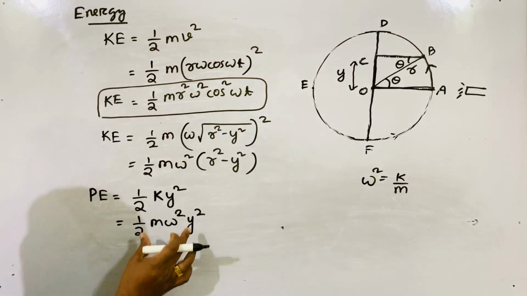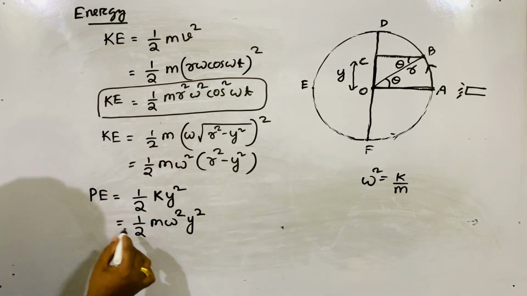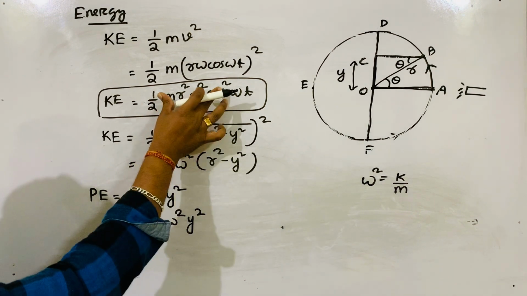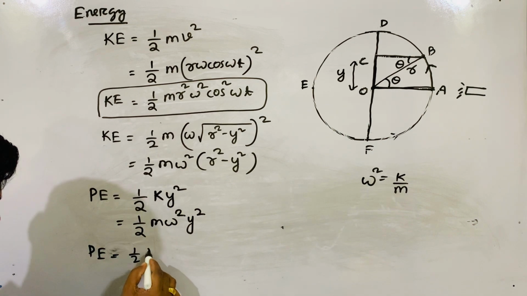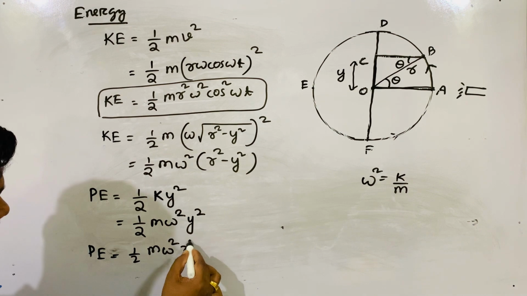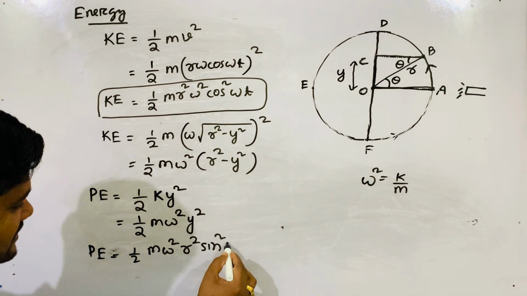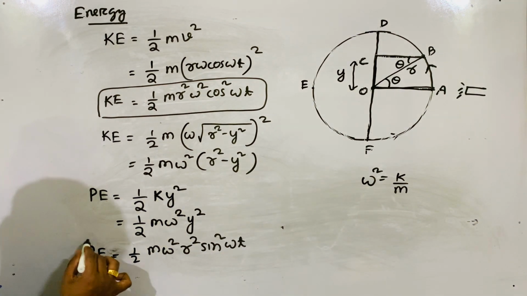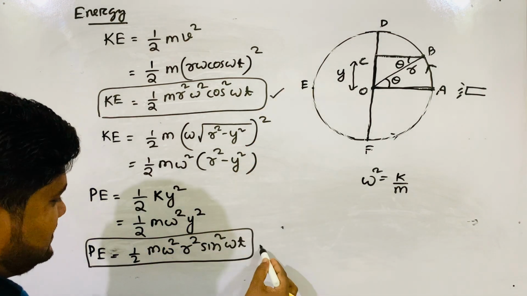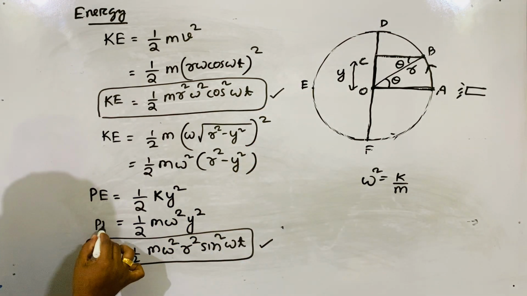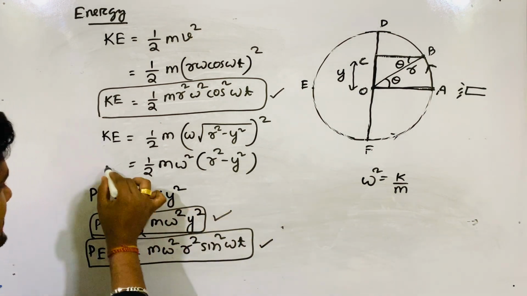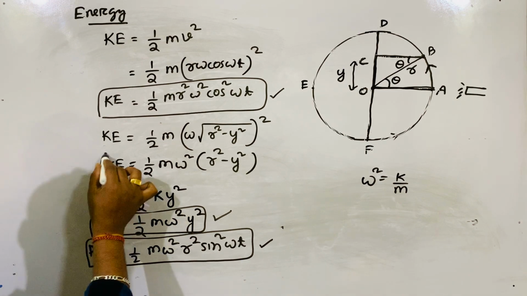We can write it also in the form of omega t. Because we have written kinetic energy in terms of omega t, we will also write this one. Half m omega square, in place of y you put r sin omega t, so this is r square sin square omega t. This is also potential energy in terms of omega t. This is the potential energy in terms of displacement, and this is the kinetic energy in terms of displacement.